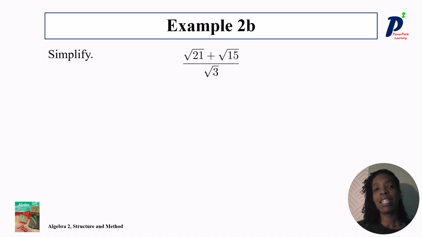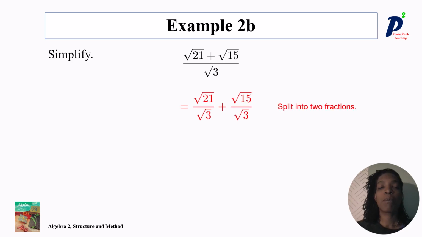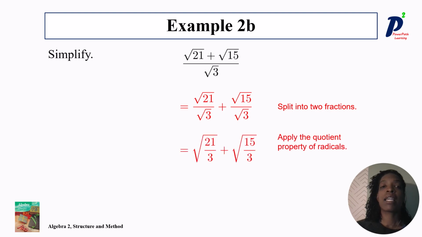In example 2b, I split my fraction into 2 pieces. Okay, now I'm going to apply the quotient property the other way to get the square root of 21 over 3 plus the square root of 15 over 3. You can see that both of these are going to simplify to square root of 7 plus square root of 5. These are not like terms, so I'm done.